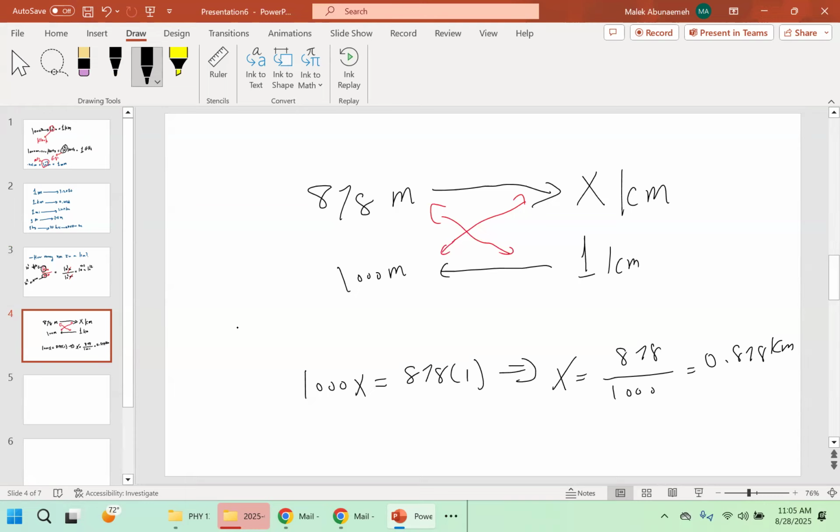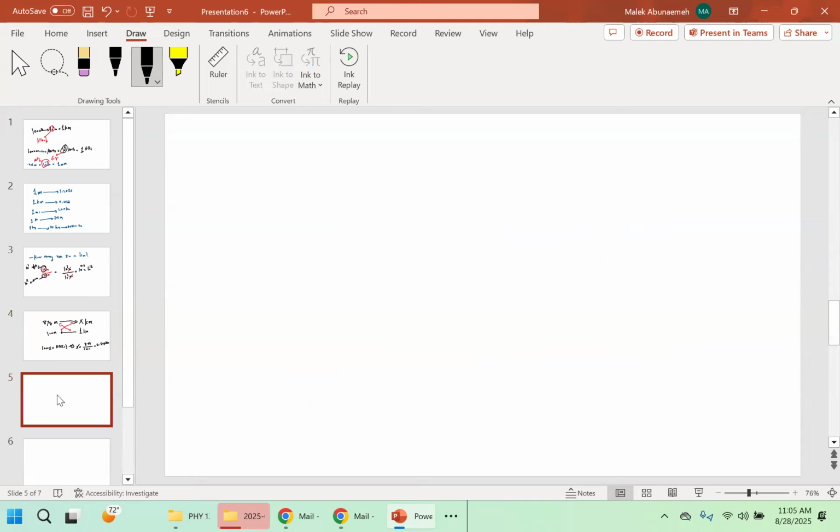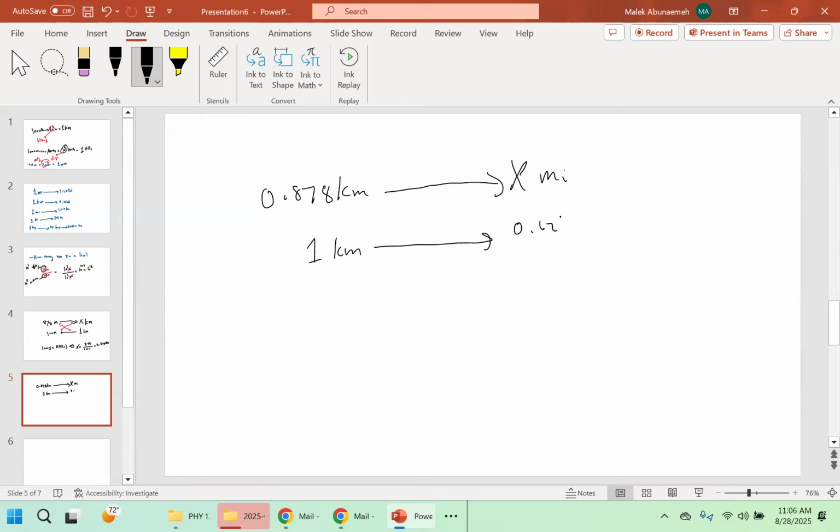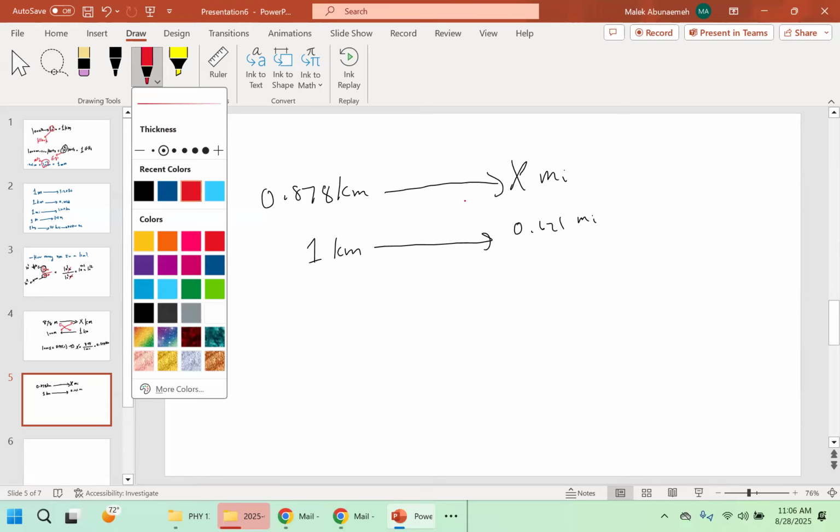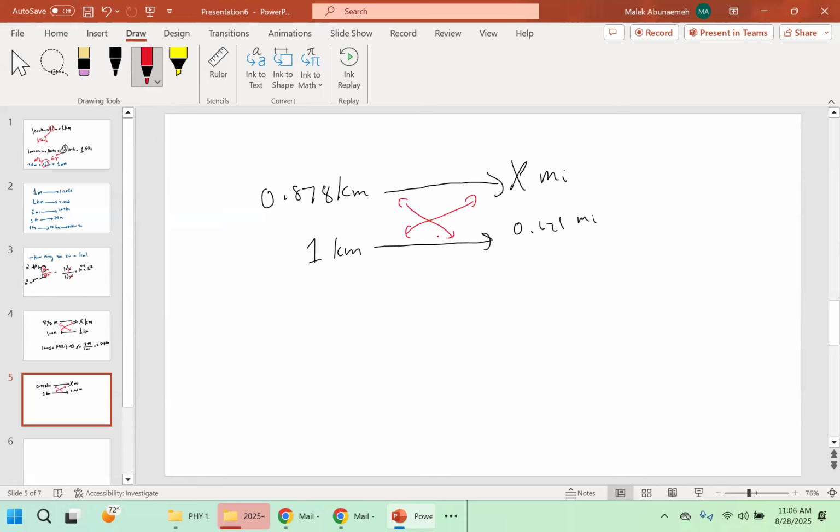Awesome. Now let's convert it to miles. Knowing that we have 0.878 kilometers, let's say I want to convert that down to x miles. We know that each 1 kilometer is going to be 0.621 miles. And again, you can go ahead and cross multiply.